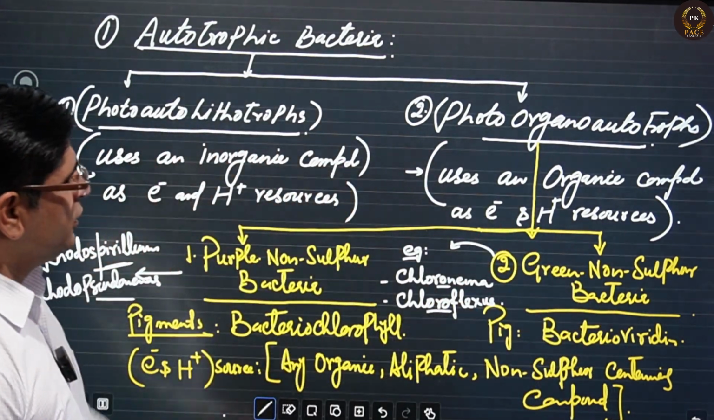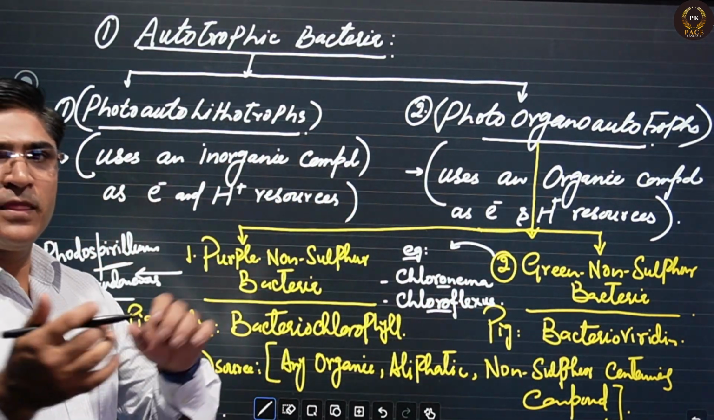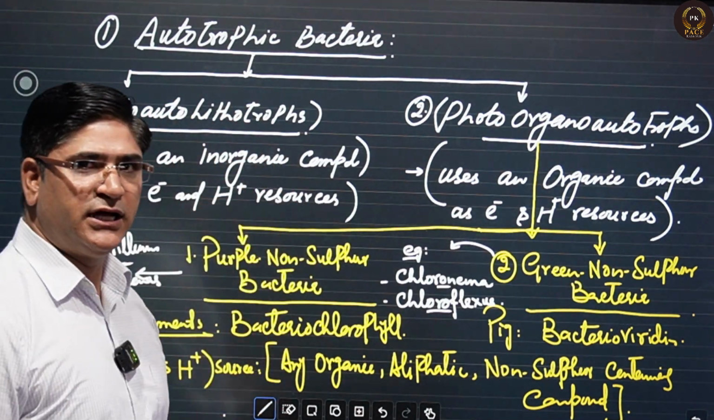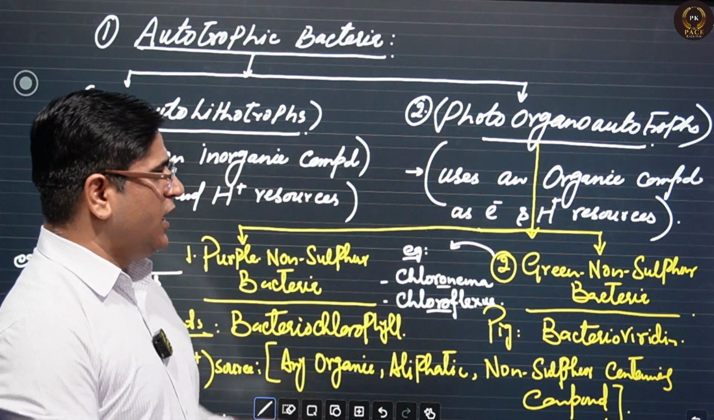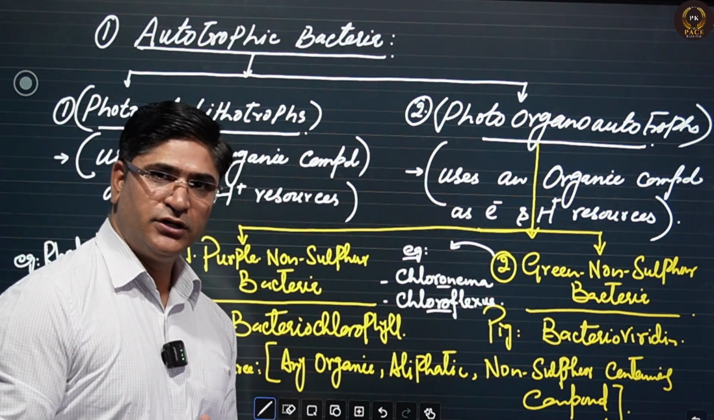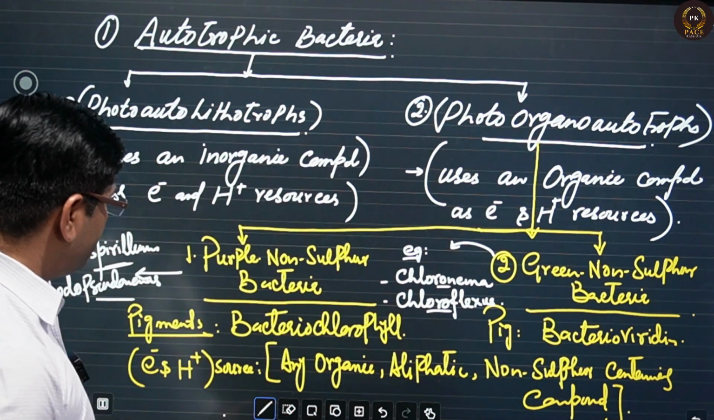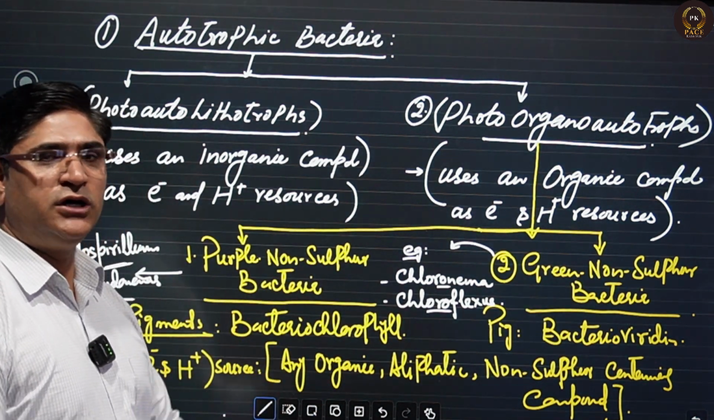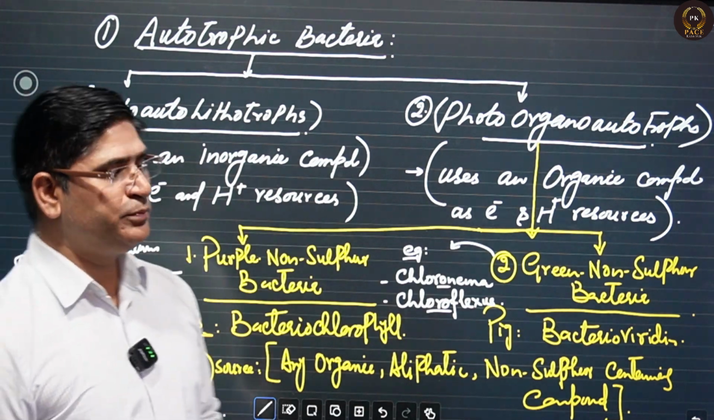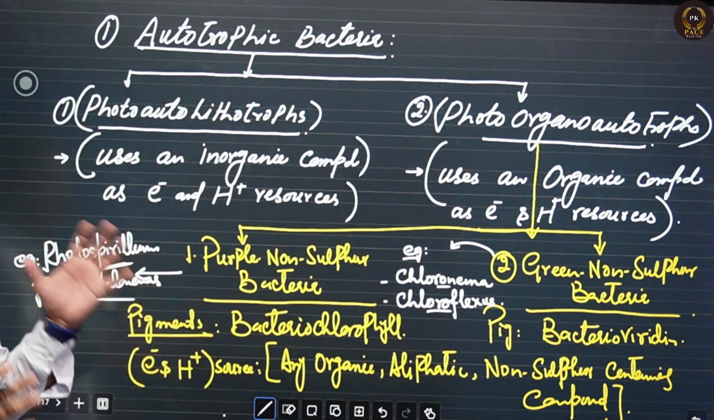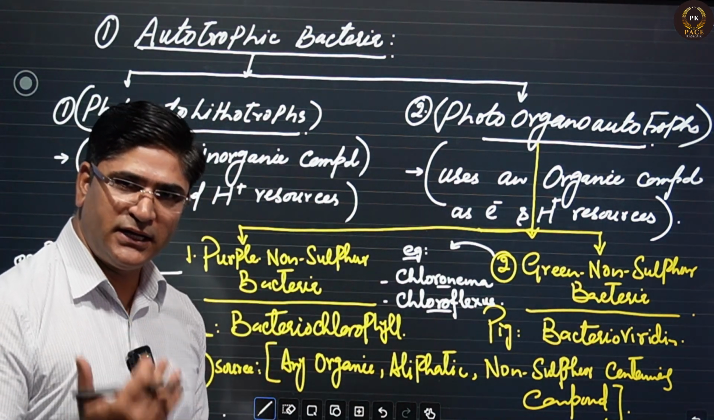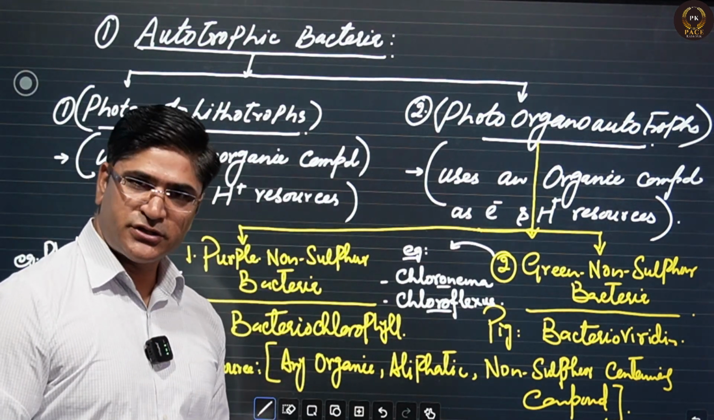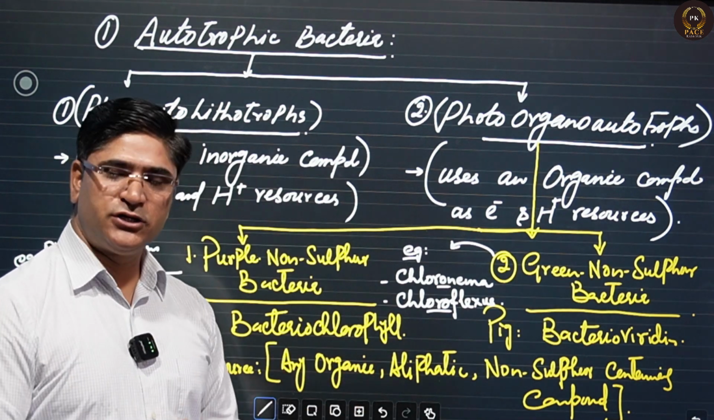Okay? So this is the classification of bacteria based on their nutrition, how they obtain their food, in presence of different pigments and different electron and proton resources. I hope you have understood very well the concept of the bacterial life processes of respiration as well as nutrition. Okay, so I would like to conclude the topic here.